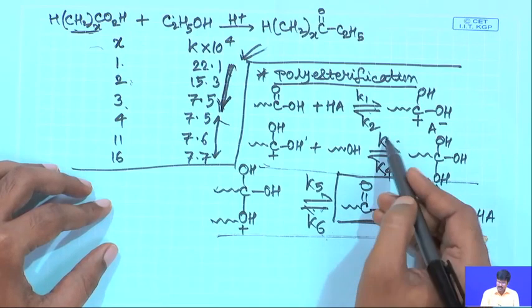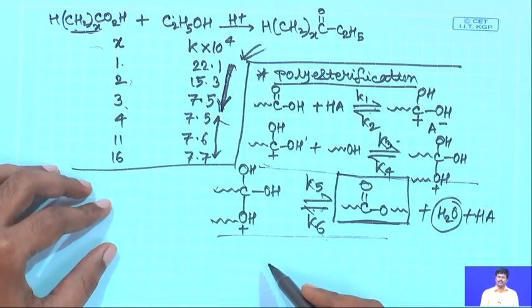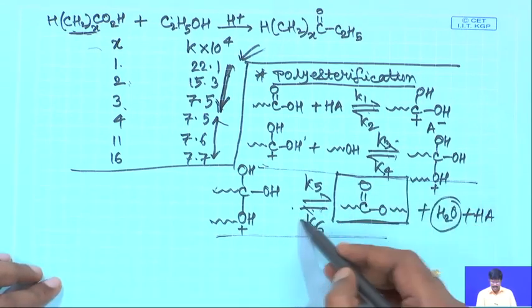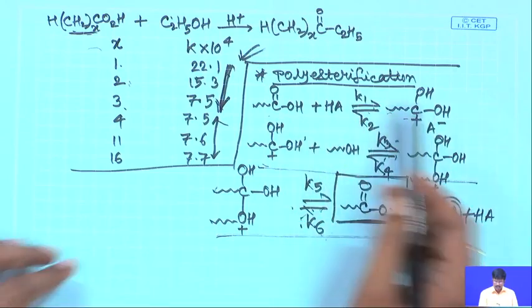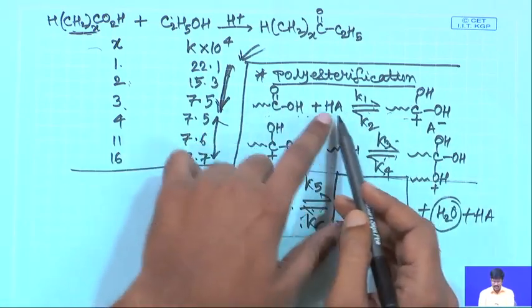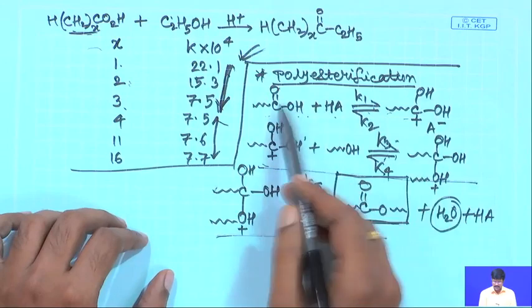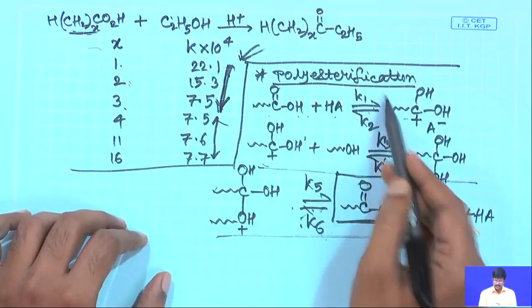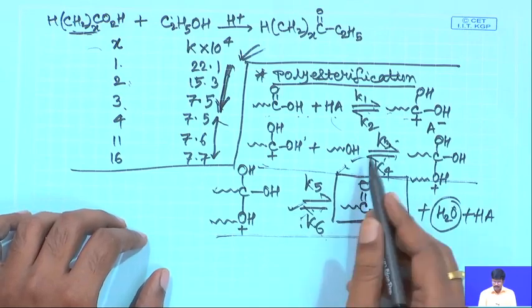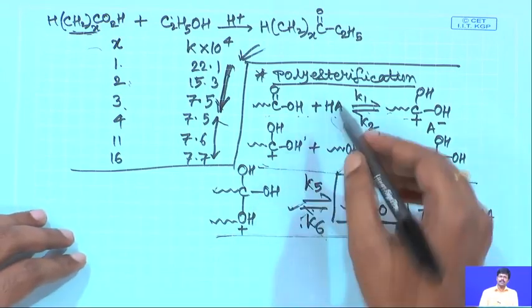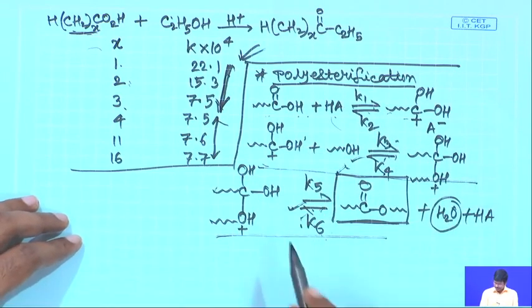So, K4 is much smaller than K3 and K6 is much smaller than K5. So, they can essentially be treated as irreversible reactions. The first reaction, the protonation of your carboxylic acid by this acid, is a very fast reaction and it is a reversible reaction, but the other two reactions can, for all practical purposes, be regarded as irreversible reactions.